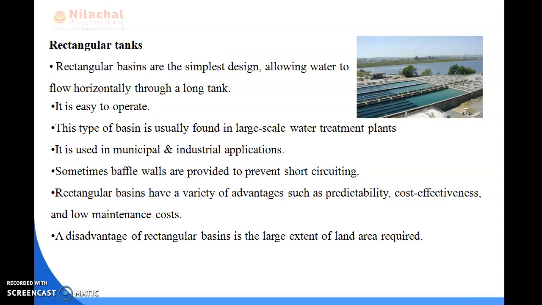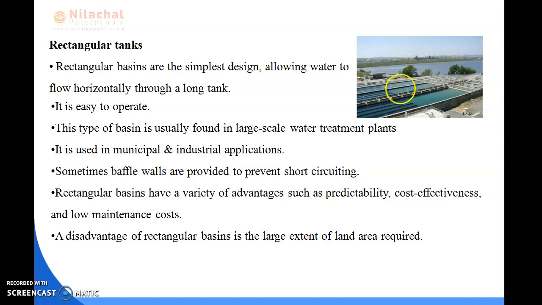In the rectangular tank, you can see the rectangular tank here. Rectangular basins are the simplest design, allowing water to flow horizontally through a long tank, and they are easy to operate. This type of basin is usually found in large-scale water treatment plants. It is used in municipal and industrial applications. Sometimes baffle valves are provided to prevent short circuiting.